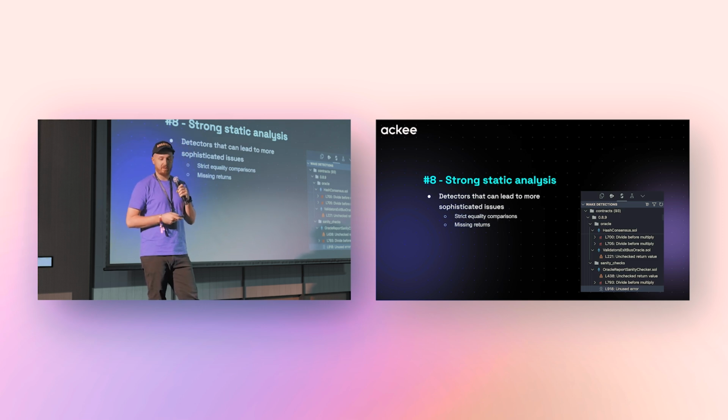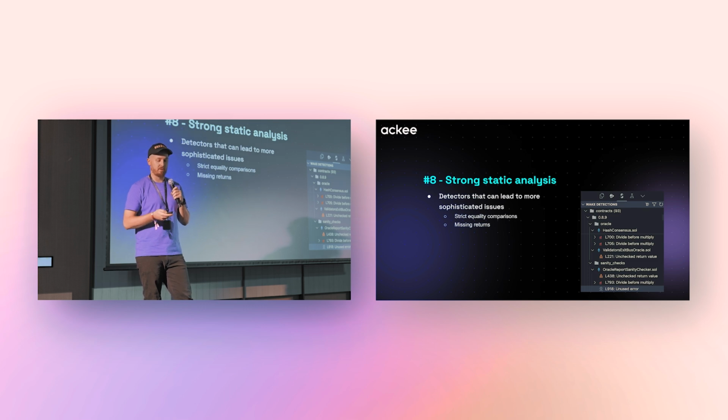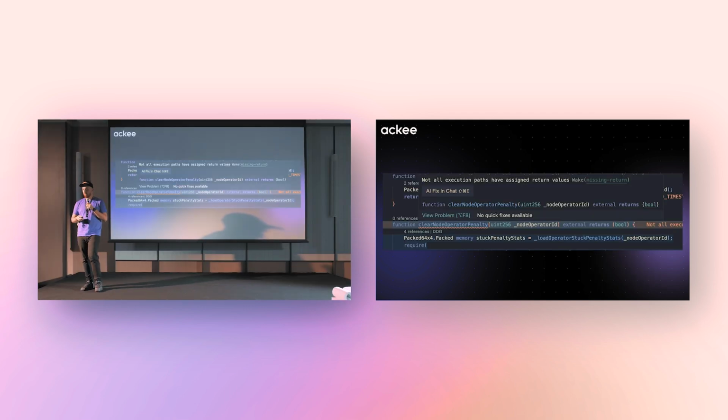Another useful thing during audits is to have strong static analysis and to use Slither detectors that are not just about some unused error or something like that, but that can lead you to something potentially more critical. One of them is a detector for missing returns, where you go through the code and see something underlined. You check it, and you get a message that not all execution paths have assigned return values. It means that the function returns some value, and in some branch of the code of the function there is no return at all.